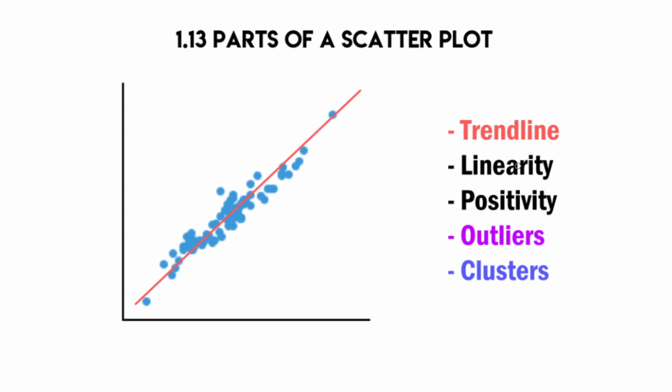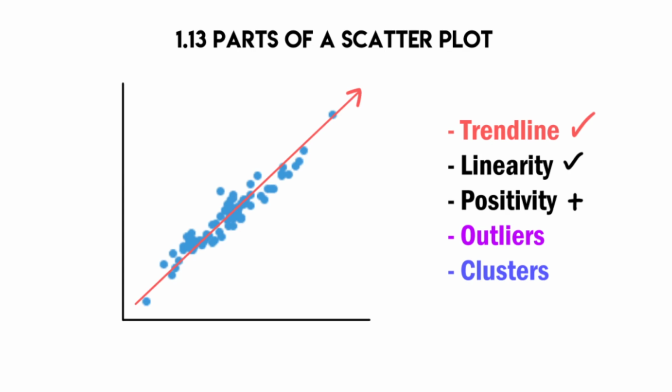Linearity. This is directly related to the trend line. Essentially, if you can draw a straight line through it, then it has good linearity to it. So yes, this is a linear line. So we have linear, and we have our trend line. Positivity. This graph is moving in an upwards direction. It is moving upwards, so this would be a positive graph. It is moving in a positive direction. It has a positive correlation.